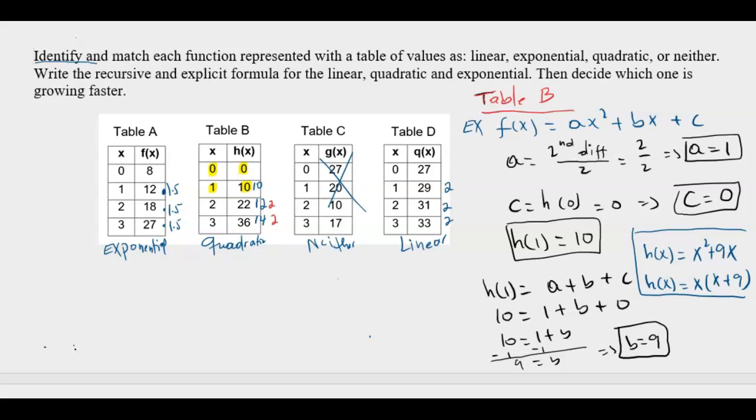Now we still need to find the recursive one for it. I should do it first, but I forgot. So that's the explicit for the quadratic. So now let's find a recursive one down here.